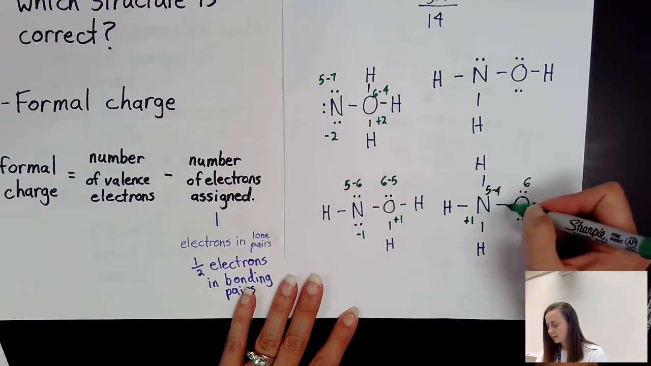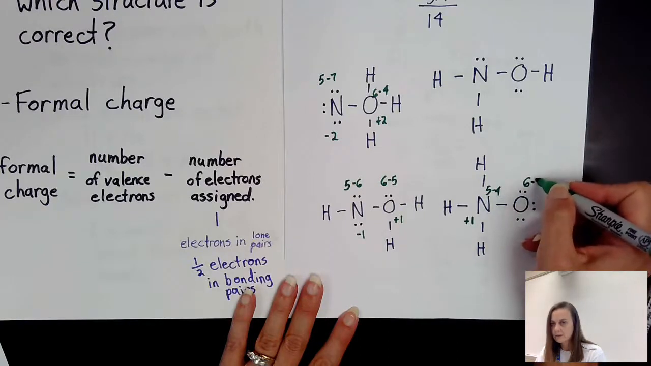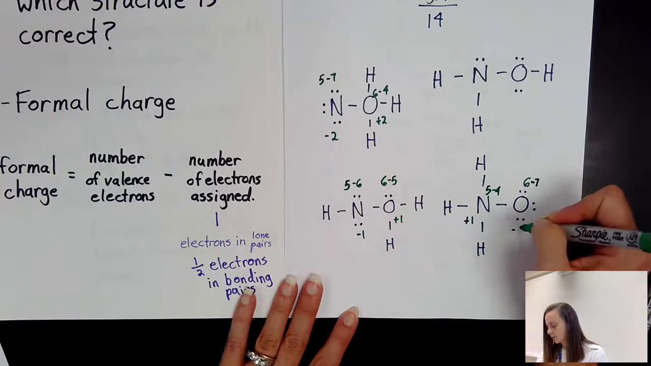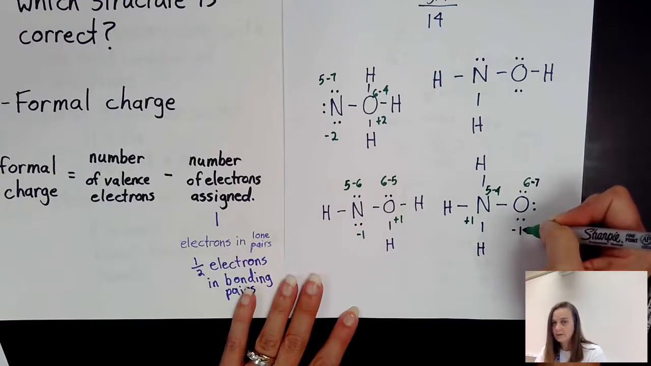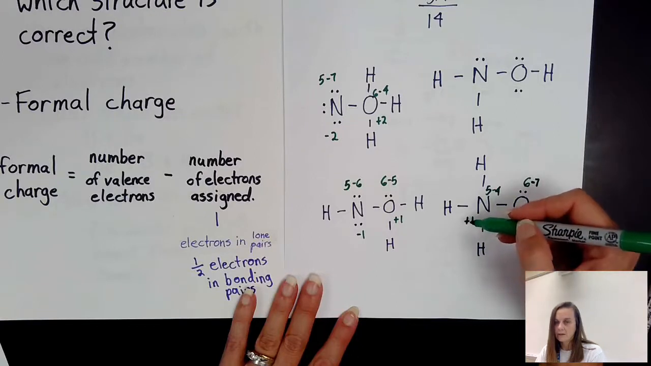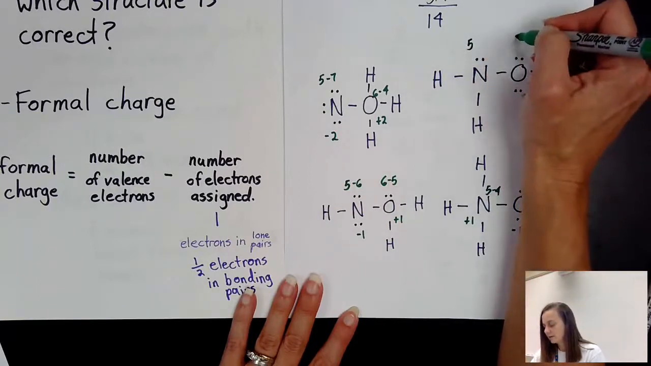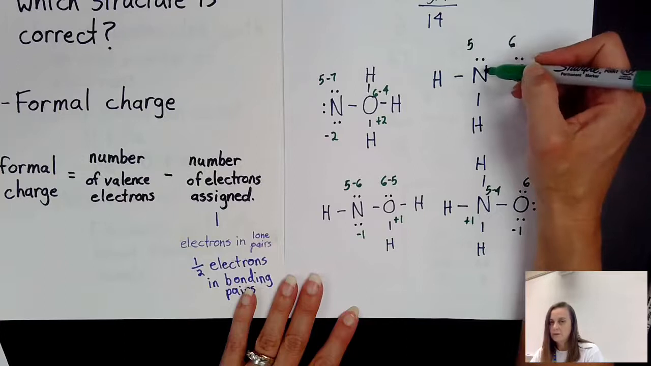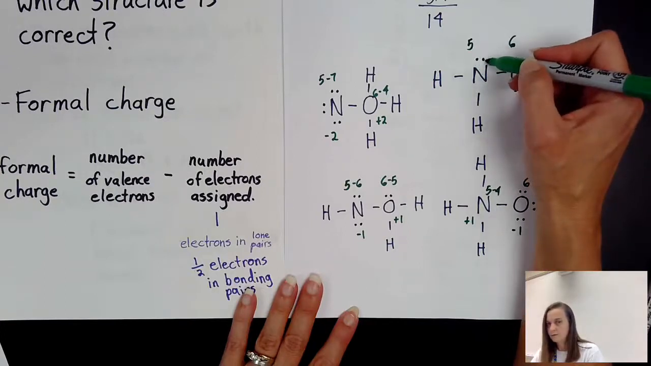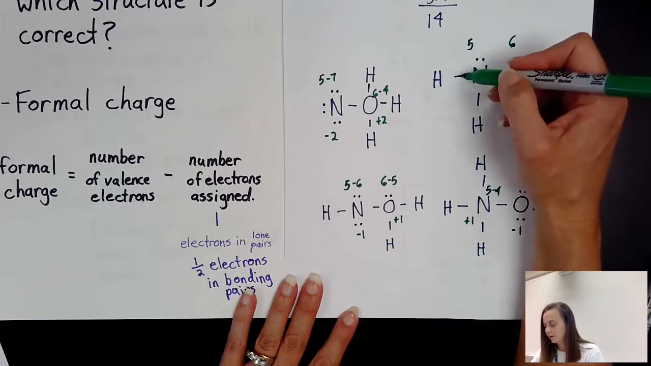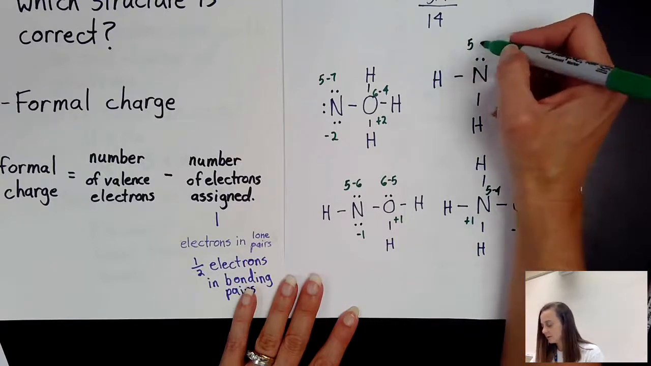So again, 5 and 6, and nitrogen has 1, 2, 3, 4, 5 valence electrons, or 5 electrons assigned to it, and oxygen has 1, 2, 3, 4, 5, 6 electrons assigned to it, and that gives everything in this structure a formal charge of 0, so this is going to be our best choice.